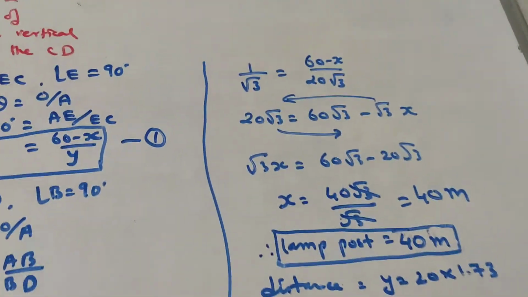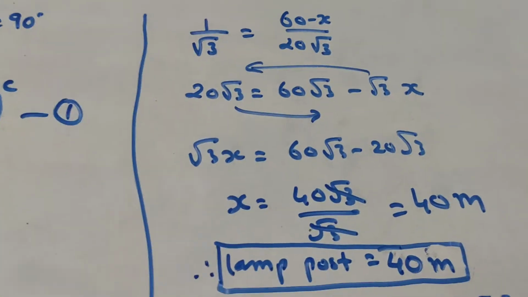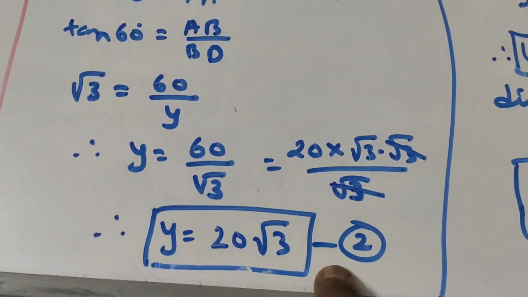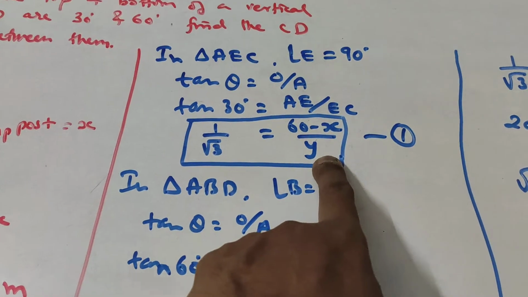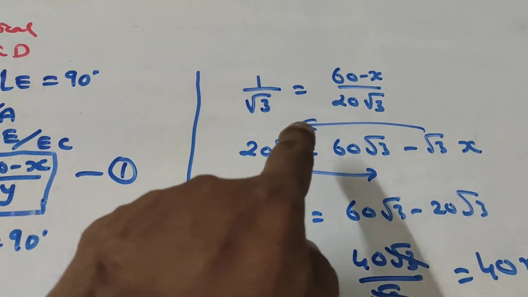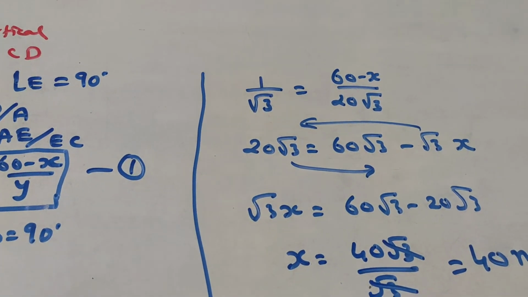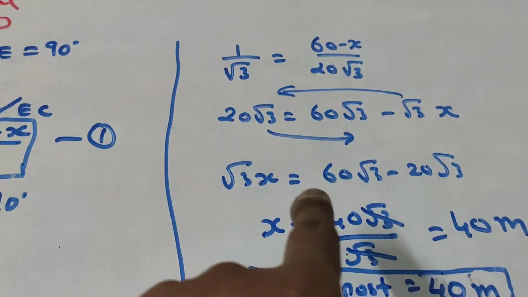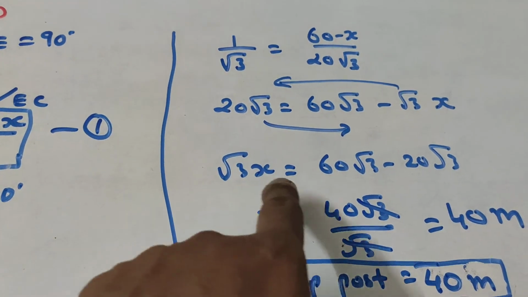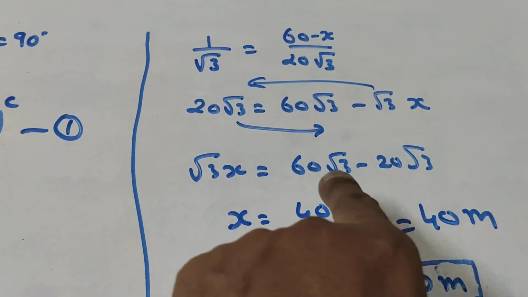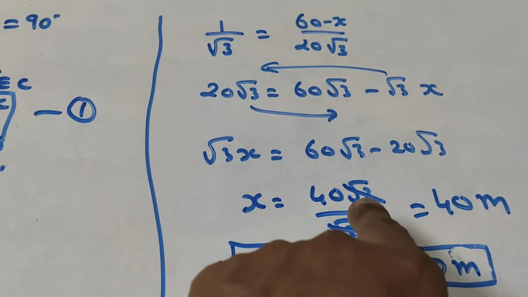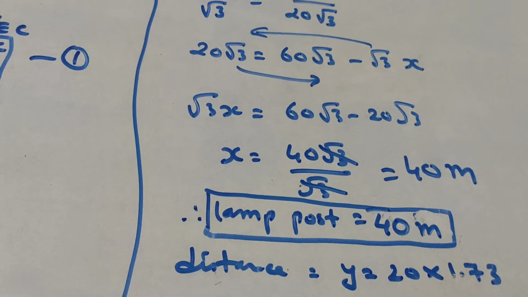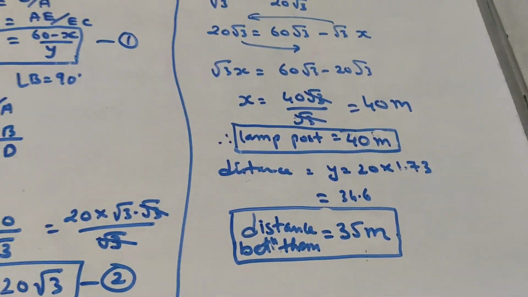One more answer is still remaining, that is we have to find out the height of the lamppost. So now substituting the value of y in equation 1, we get 1 upon root 3 is equal to 60 minus x upon 20 root 3. Now see the arrows. This root 3 goes this side, 20 root 3 goes this side. So minus x becomes plus, x is equal to 60 minus 20, which gives you 40 root 3 upon root 3. Root 3 cancels, so you get 40. So the height of the lamppost is 40 meters and the distance between them is 35 meters.